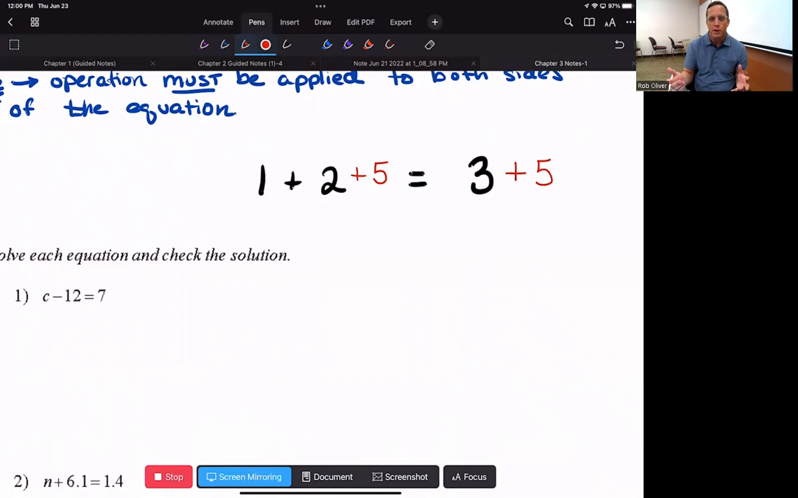You still have an equation. So it doesn't any longer equal 3 on both sides. But the point of an equation is that one side equals the other. The left side equals the right side equals the left side. So in this case, now we have both sides equal to 8. So as long as we add or subtract or multiply the same thing to both sides, you're fine.